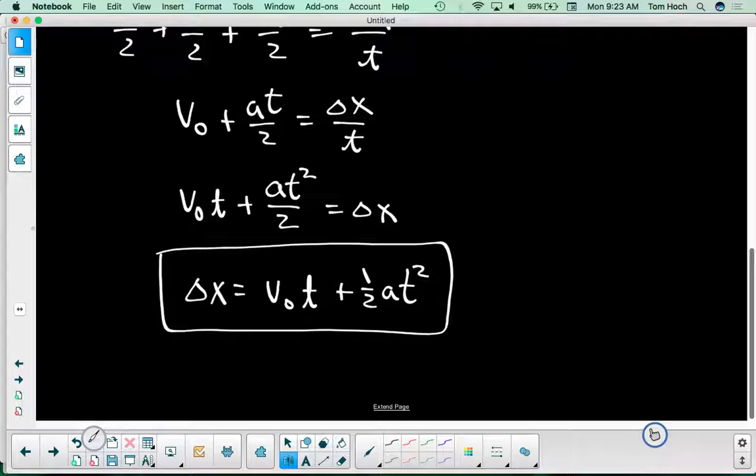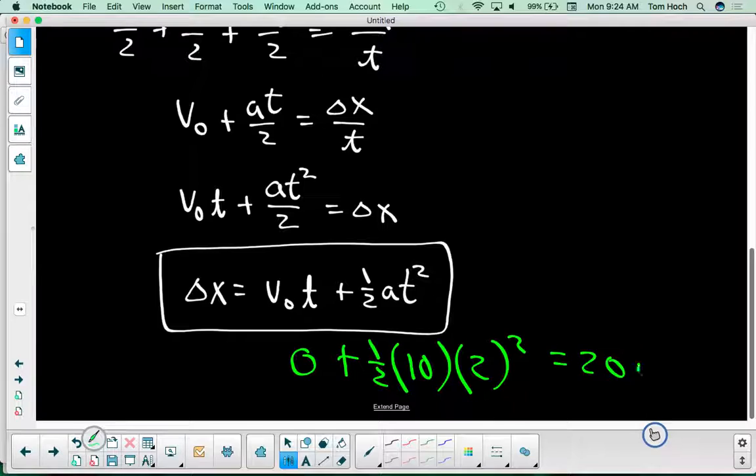Let's try it. How far did he go asks what question? What is the change in distance, delta X? That's right. Let's see, with no thinking. What's V0? 0. Plus 1/2. What's A? 10. What's T? 2 squared is 4. Times 10 is 40. Half of that is 20. 20 what? Meters. There, we figured out how far he went with no thinking.